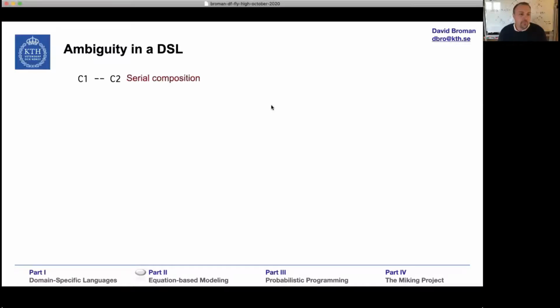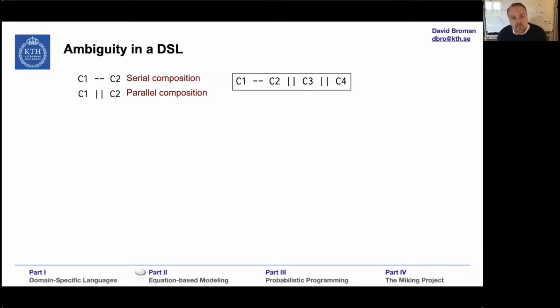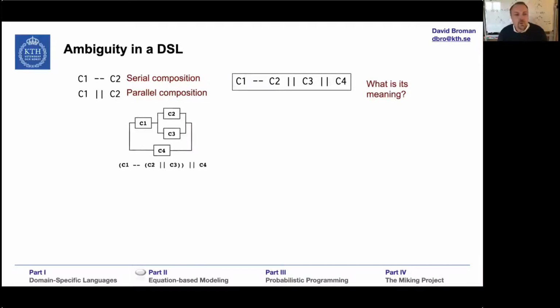Okay, so we talked about composing things in series, but you can imagine that you want to design a language where you can compose in parallel as well. So if you look at this, you have something in series and then parallel and parallel. What is the meaning of this model? Well, it actually depends on the precedence of these operators. It's not obvious what it means. So if we would have the precedence as this, this would be the visualization of the model.